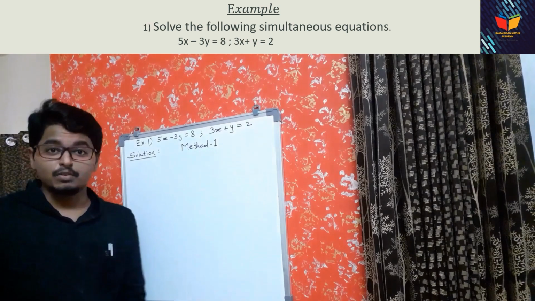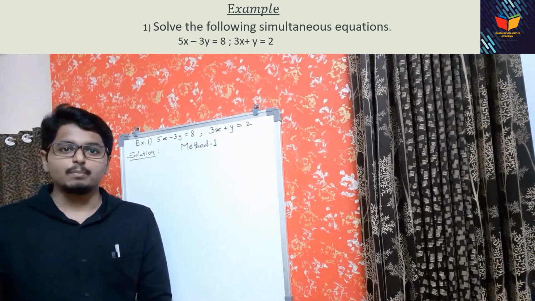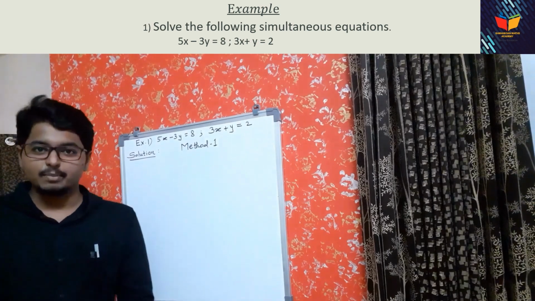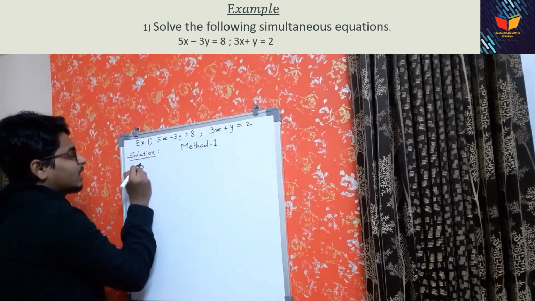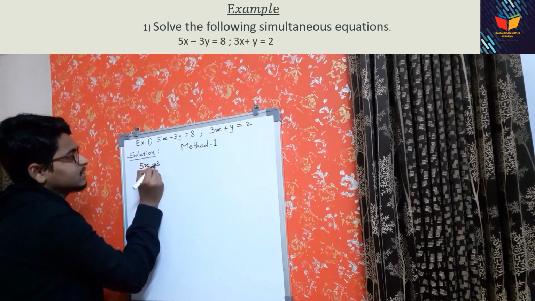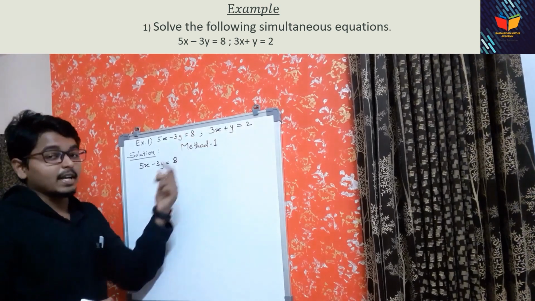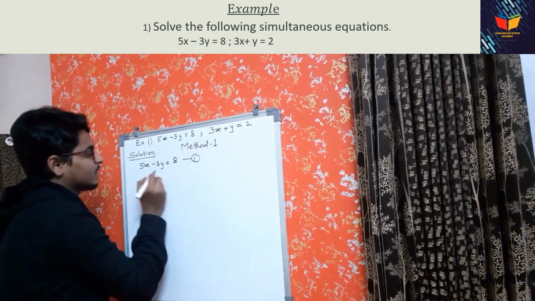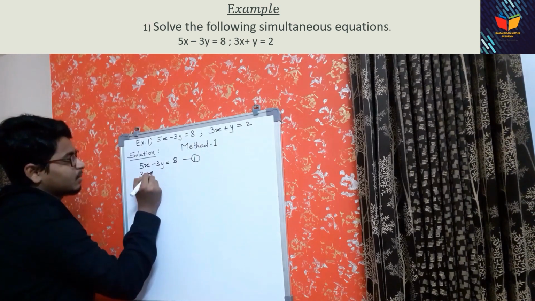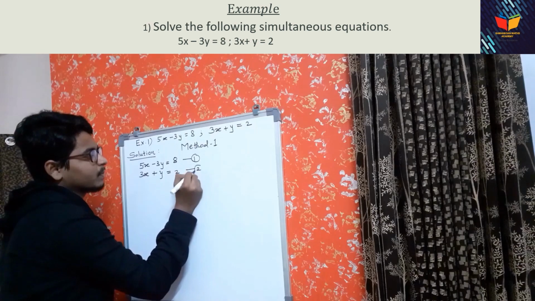So first, method 1. In the previous standard we have seen the elimination method, so we are solving this by the elimination method. Starting, we are writing 5x minus 3y equal to 8, writing this simultaneous equation as it is first, equation number 1. Then 3x plus y equal to 2, equation number 2.